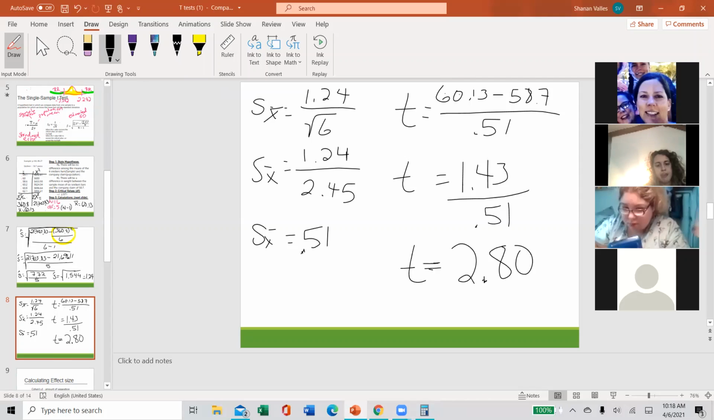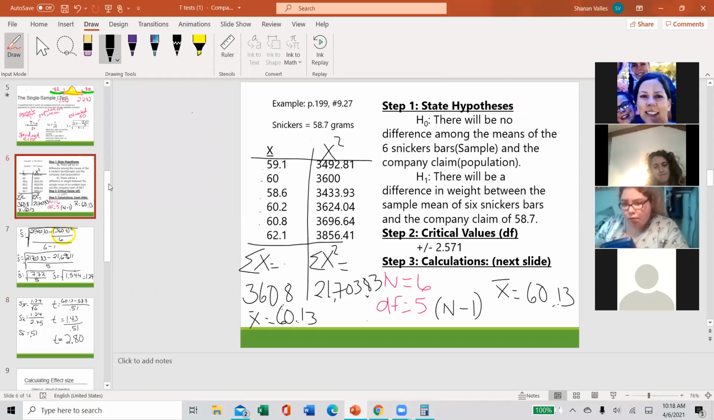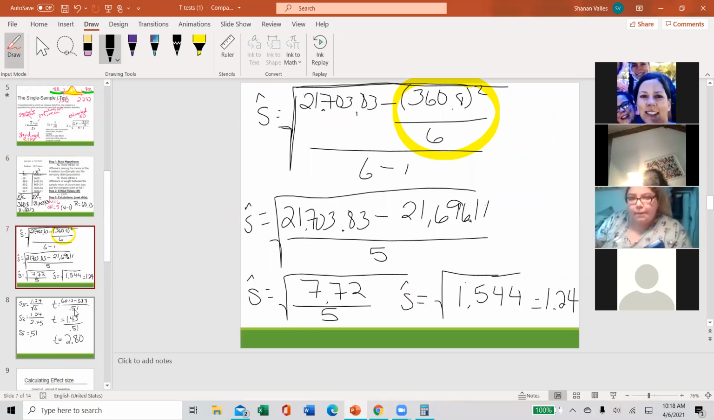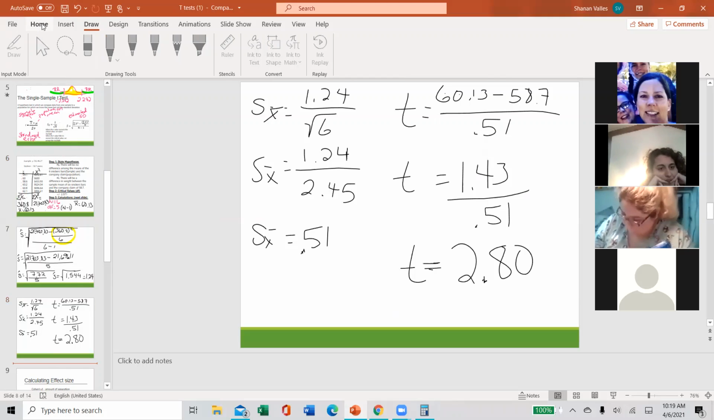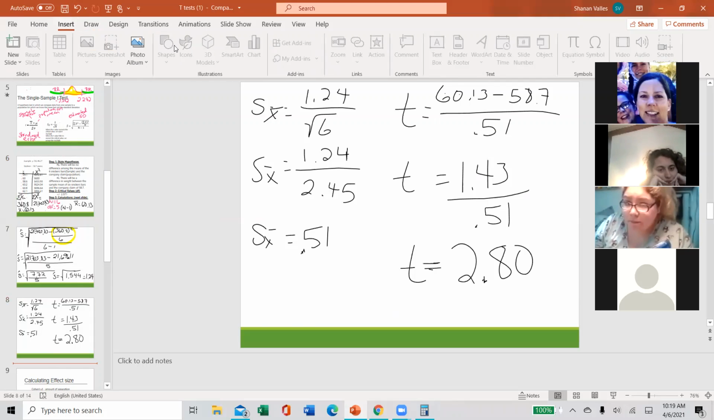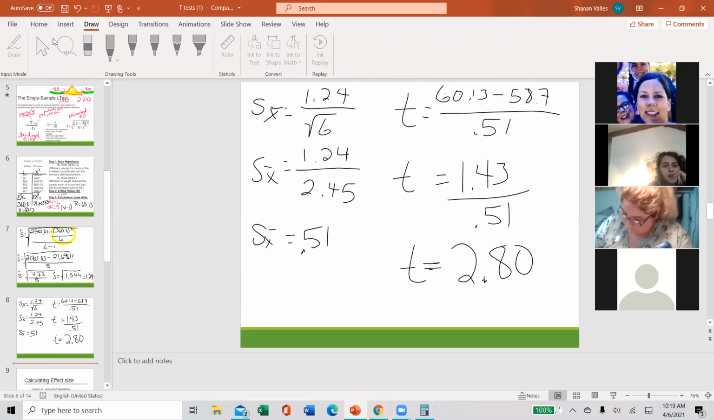All of that was step 3, if you can believe it. If you remember, where were our steps even? Right here. Step 1, we did our hypotheses. Step 2, we found our critical values. Step 3, all the calculations. So we just did all of step 3, all of our calculations.